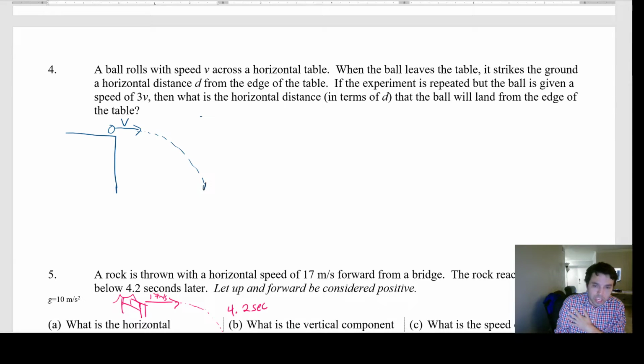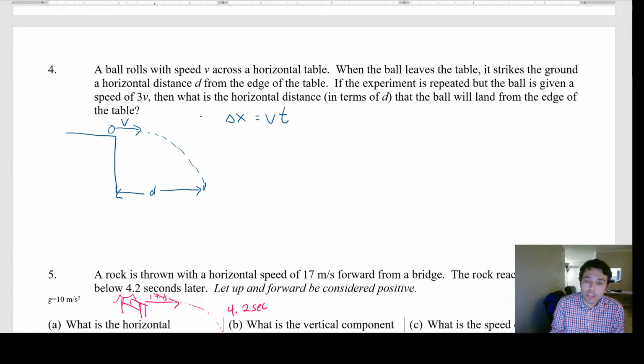All right, so it's got some velocity v, and it goes down, and then it lands some distance d from the base of the table. Now, if we're talking about horizontal stuff here, we don't really care about the vertical things. Let's focus on horizontal. So the equation to find horizontal displacement is vt. That's it. There is no acceleration, so acceleration doesn't matter for horizontal motion.